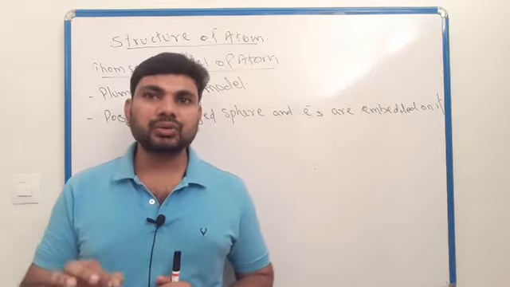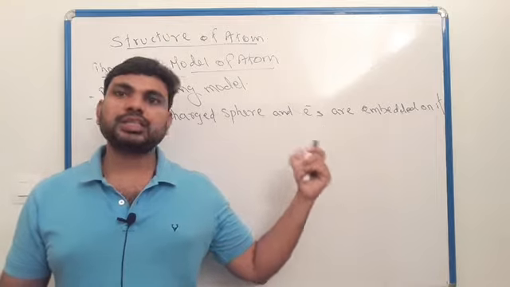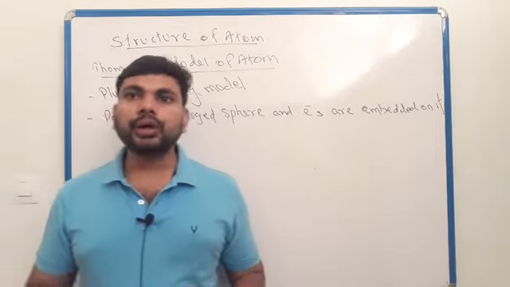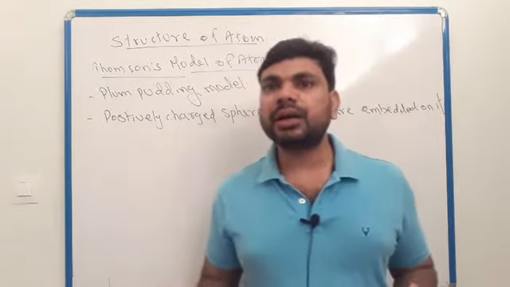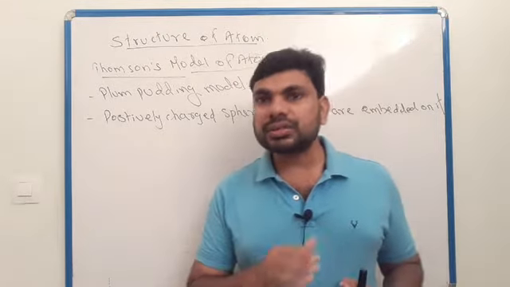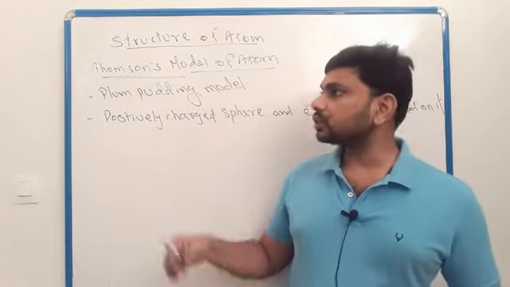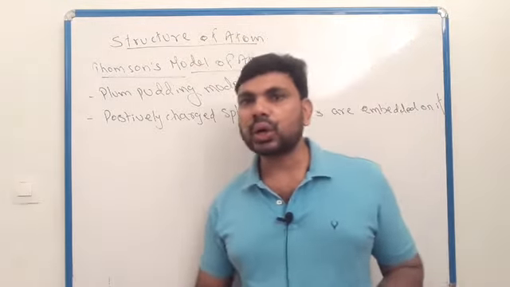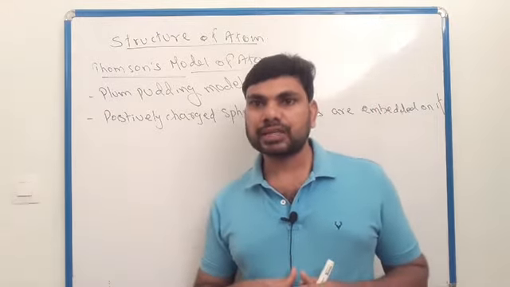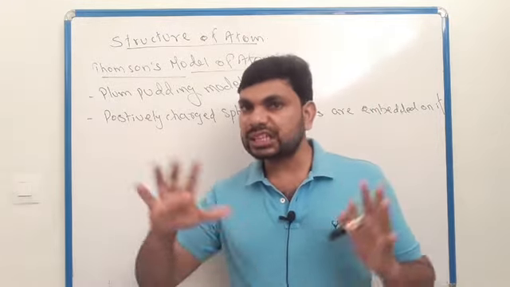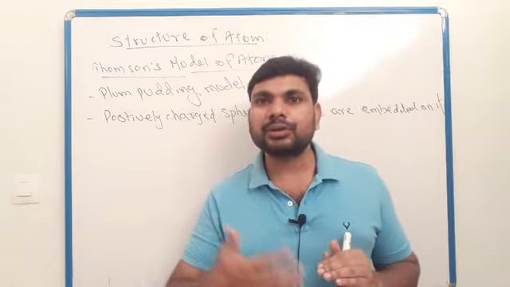Negatively charged electrons are uniformly distributed in a positively charged sphere. According to J.J. Thomson's model, the atom is like a positively charged sphere, and negatively charged electrons are uniformly distributed on it. Thomson's model of atom is also called the plum pudding model of atom. It is a positively charged sphere with negatively charged electrons embedded in it.